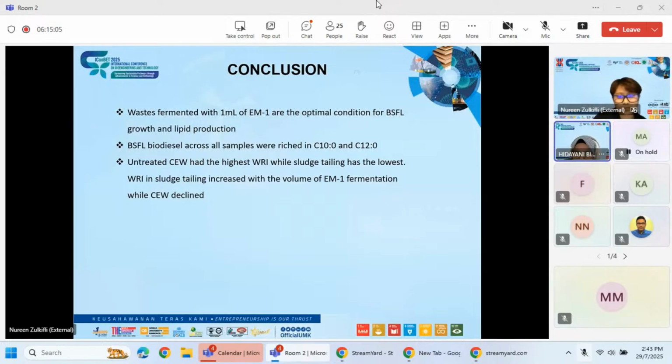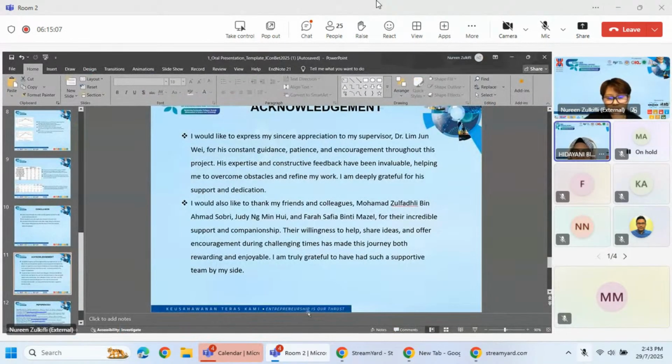Thank you, Ms. Nurin. So, I think one question for you by Dr. Wong. Okay. This question regarding just wondering to what extent do fermented sludge tailings and coconut endosperm waste enhanced with EM1 meet the criteria for optimal lipid yield and biodiesel conversion in black soil? You can read it in the chat box because it's quite long.